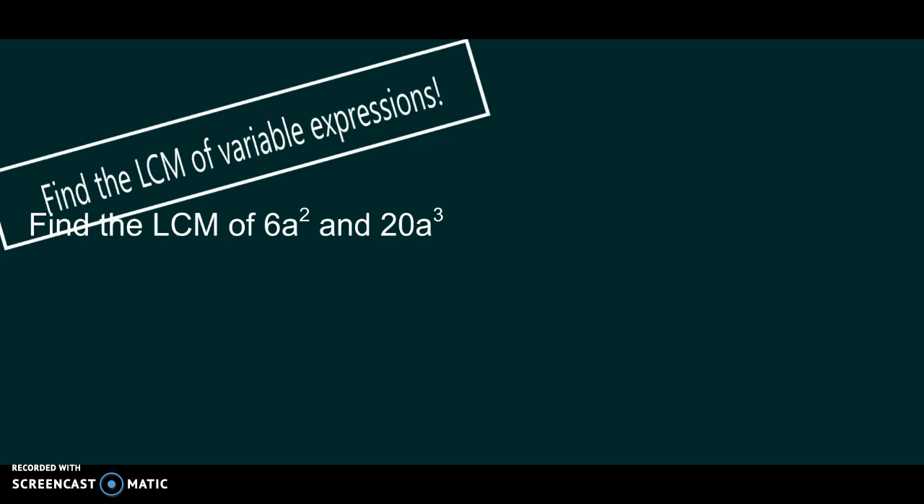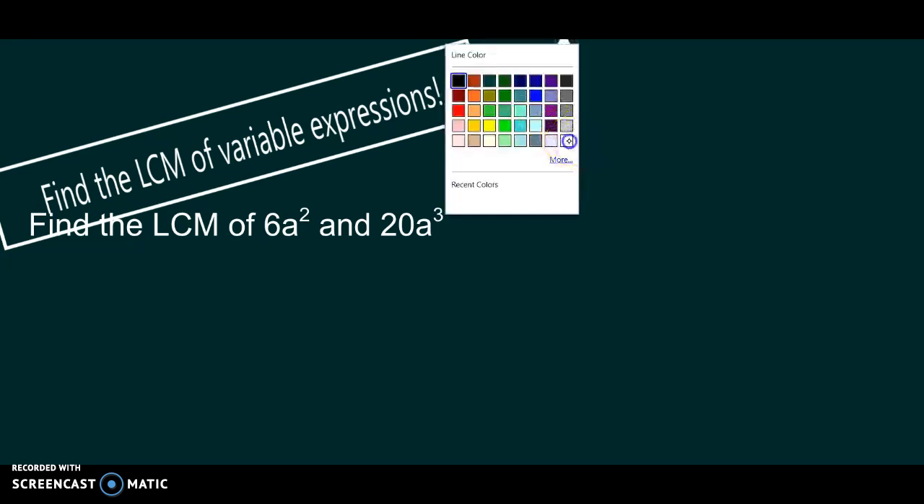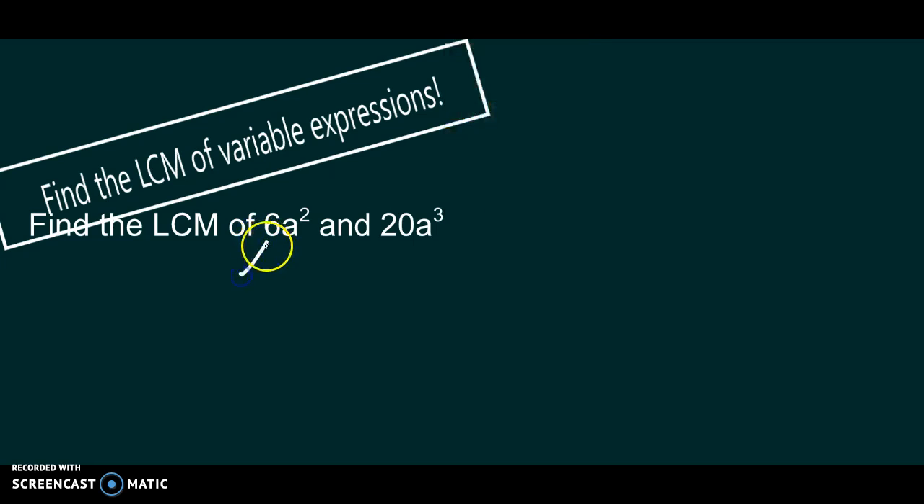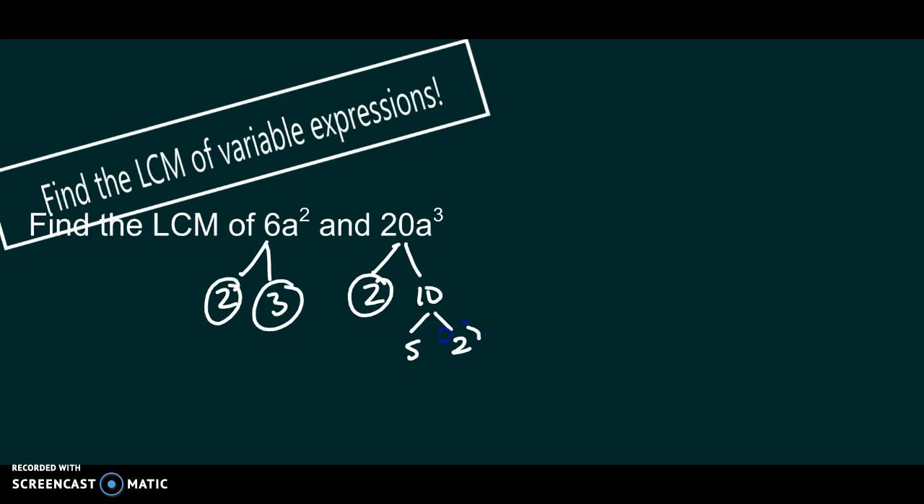Now remember, this chapter is everything you've learned, but adding variables to it. So if we have 6a squared and 20a cubed, we have to make sure to include all of both numbers. So we have 2 and 3. So now let's create our chart.